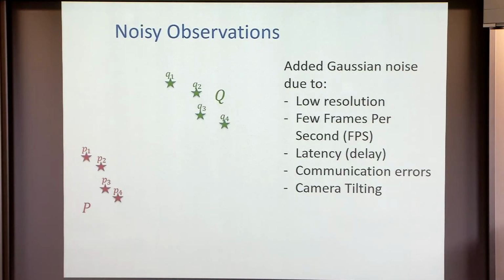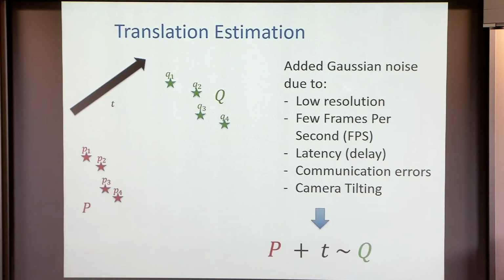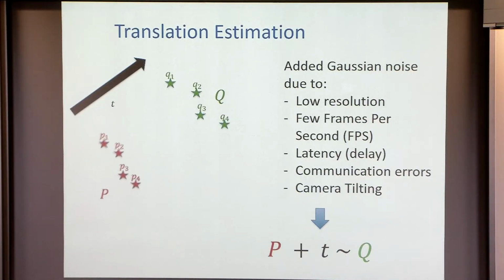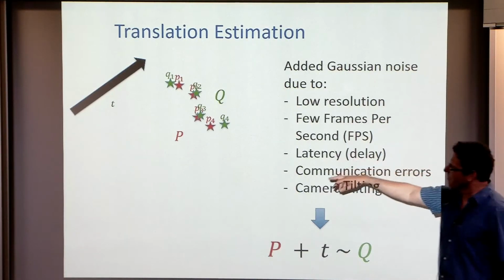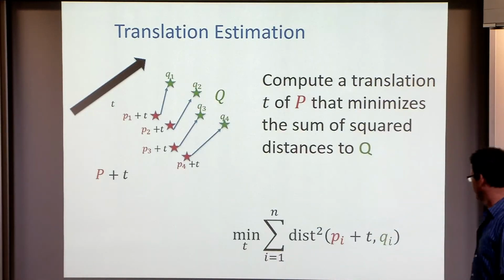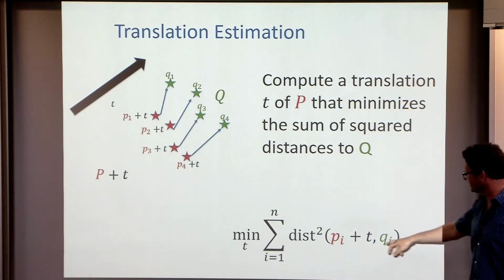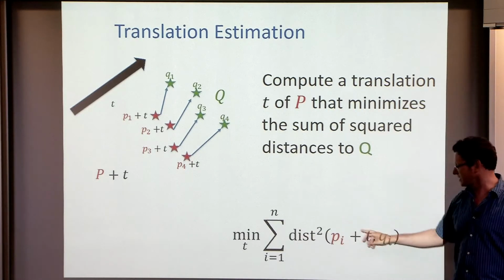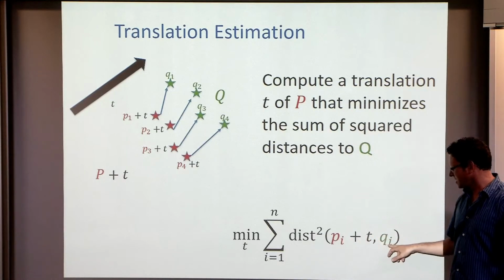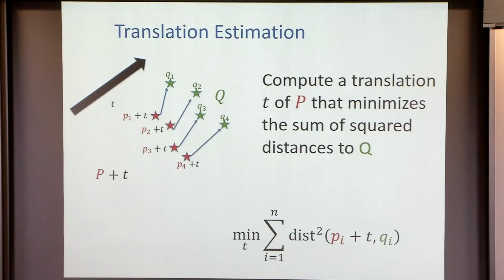But practically, you usually have a lot of noise, because of the resolution of the cameras, you have few frames per second, you have delay until you get the image, and also communication problems. So you have some error, and this is not exact. So we want to solve this optimization problem: minimize the sum of square distances, for example, for each point to its corresponding point. We want to find the vector t that will minimize the sum of square distances from each point after the translation to its corresponding point qi.